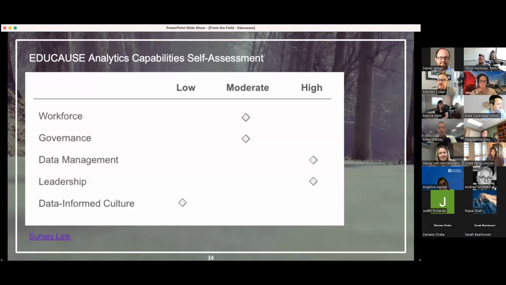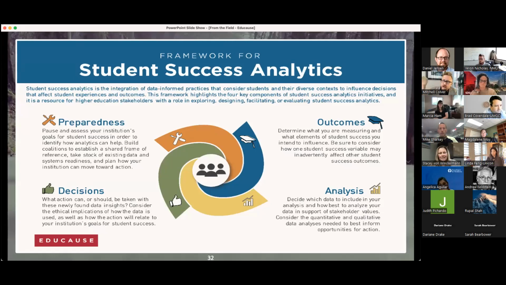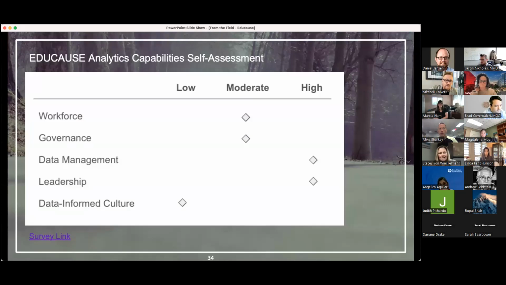But this capability self-assessment basically looks at these 5 domains of strategic functioning, as you're trying to do analysis, preparedness, decisions, and outcomes. What are the workforce issues related to that? What are the governance issues related to that? What are the data management issues related to that? There's 26 items. And then you get back low, moderate, high indicators of where you're at with those domains, just so that you can have a notion of what this capability stuff is. I love it, by the way. It's one of the favorite things I've taken as it relates to student success analytics.